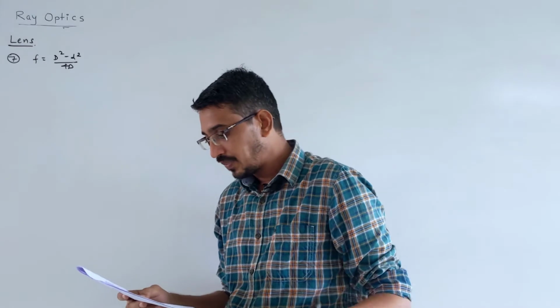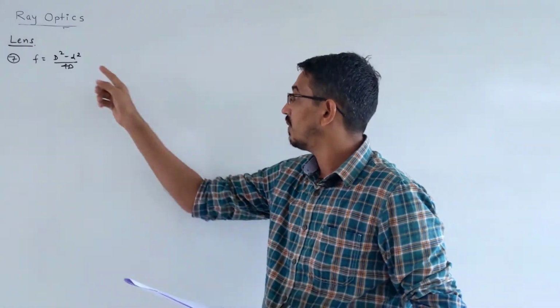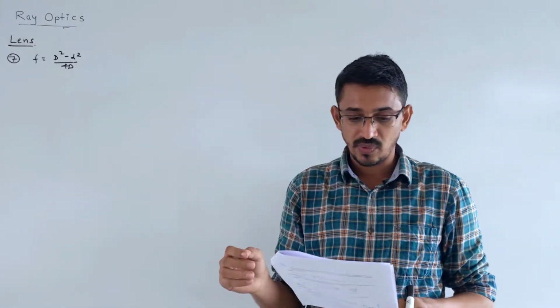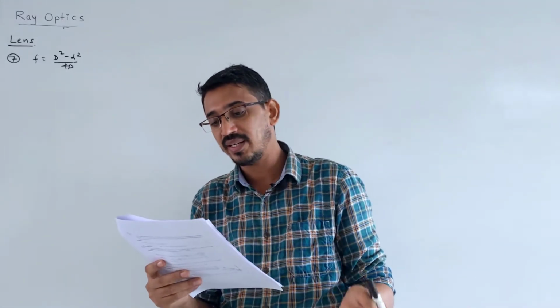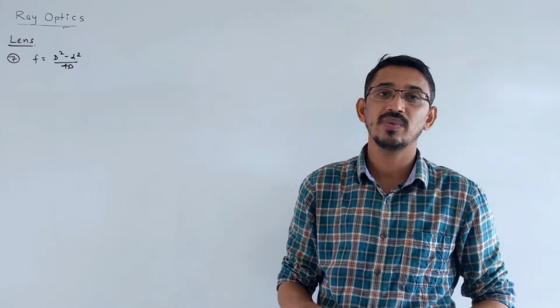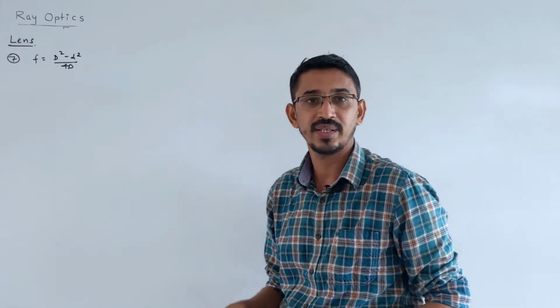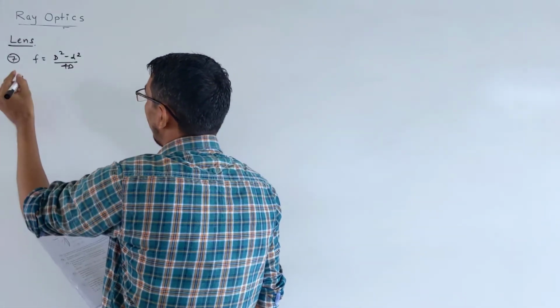So here, what is given? The distance between your screen and object, capital D, is given as 70, and the focal length of the lens is given as 16. Then they are asking the separation between the magnified and diminished image positions of the lens. Means simply they are asking what is d. Correct? Okay.